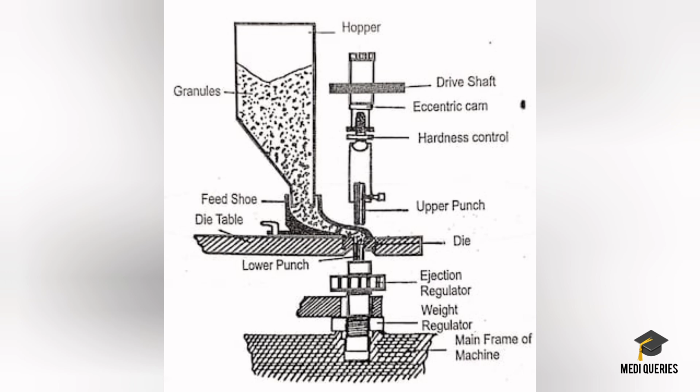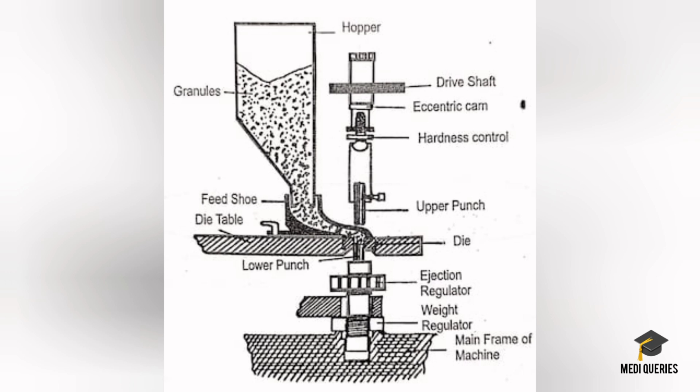The upper and the lower punches move vertically inside cam tracks, driven by mechanical or hydraulic systems. The turret is a rotating disc that holds multiple sets of punches and dies for continuous production. So observe the diagram. So here it is clearly that all parts are seen.